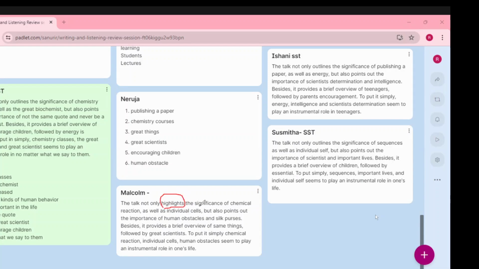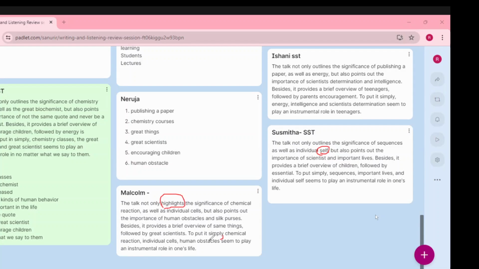Sorry. Yes, outlines the significance of chemical reaction, correct, as well as individual cells. I think here it has to be not self, it has to be cells. But also points out the importance of human obstacles and cell process. Correct? Besides, my transcript, same things followed by great scientist. Correct. To put it simply, comma, okay? Malcolm, comma, chemical reaction.